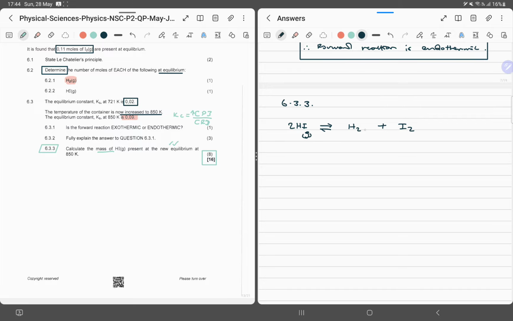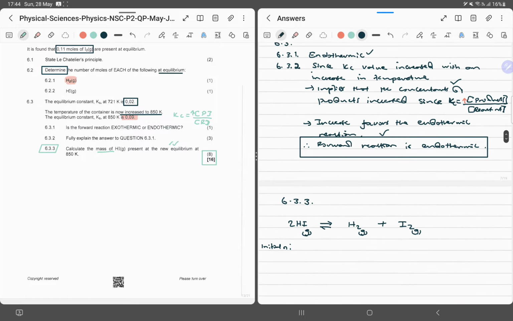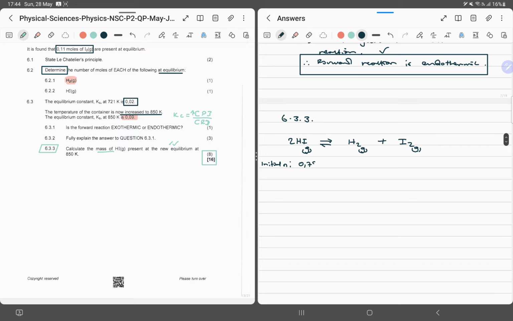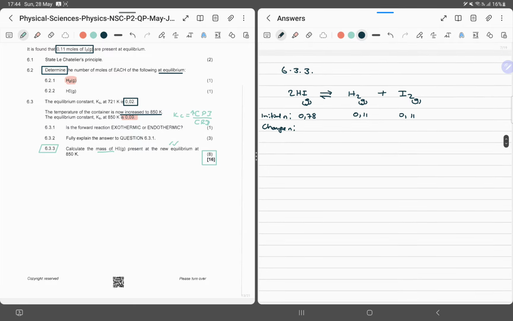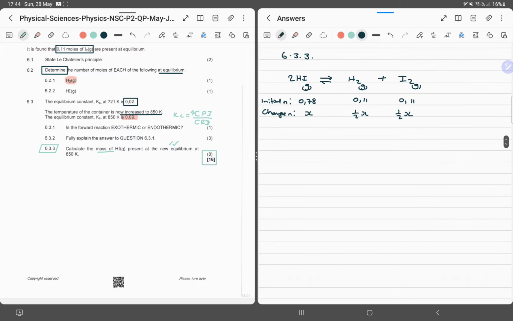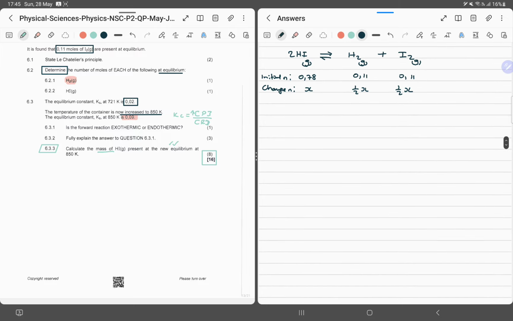All right, so these are all gases. Very important. So we know that initially the number of moles was what? Is what we have from the previous equilibrium. So 0.78, right? And then for these ones, we've got 0.11. Is it not? The change of the number of moles there, we can say it's x, so that is going to be a half of x. So please, molar ratios must be already second nature for you guys.